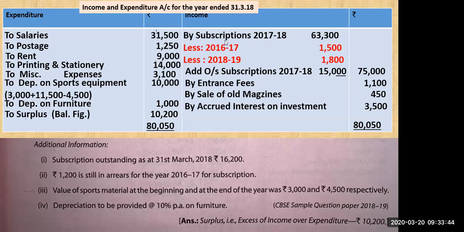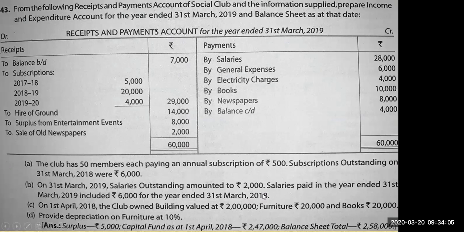Any doubt from 12C? No, sir. So you got the surplus 10,200. But do the questions like I told you. Otherwise, you may leave one item or two items. Now, next one is question number 48.